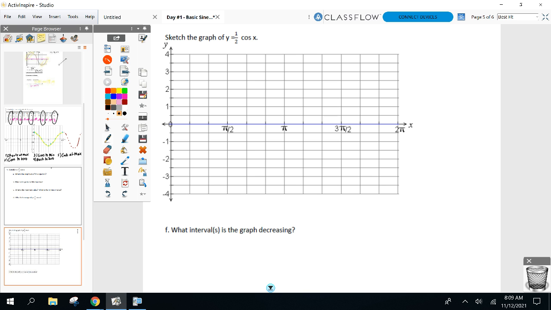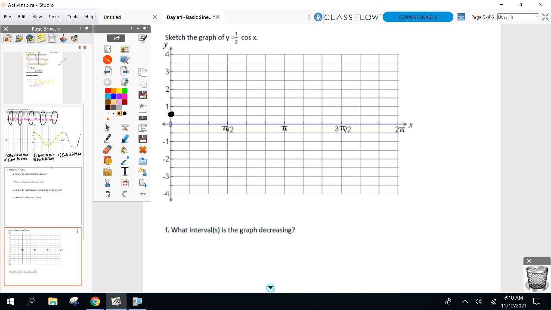So if you go to the next page, I want to graph it first. I always like graphing, then answering the questions. All right, help me out. Now what do I have in front of it? A 1/2. So that's only going to affect my what? Max and the min. Where's it going to start? The max, which is? Starts at 1/2.